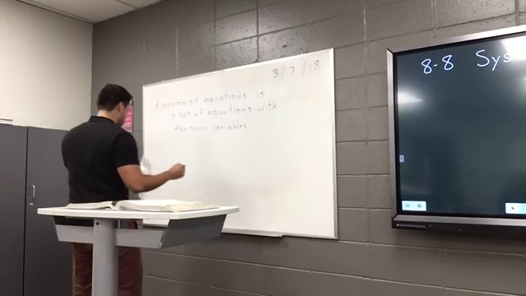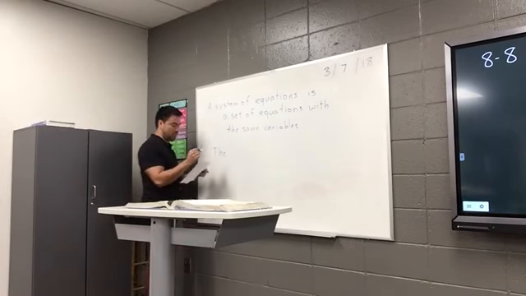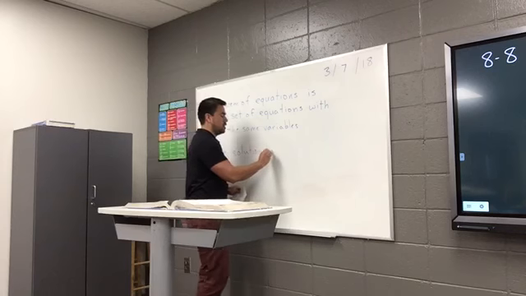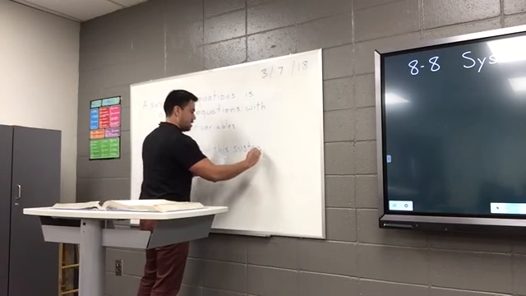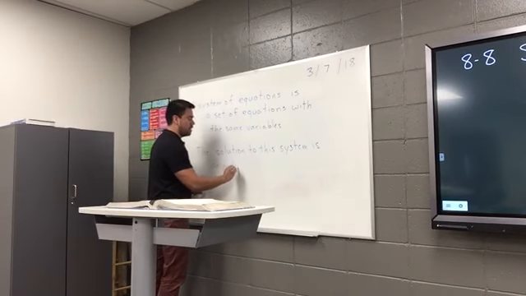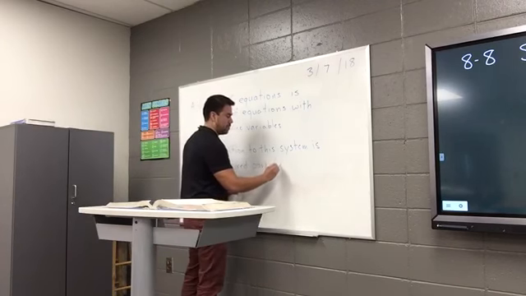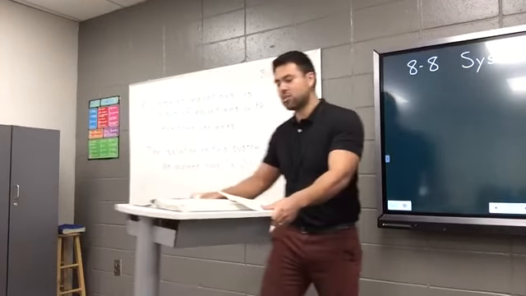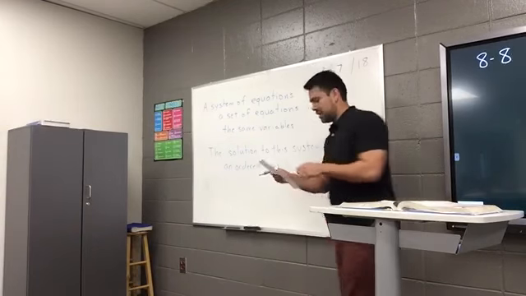Okay, speaking of solution, this is what you need to get down because your solutions have to be in this format. The solution to this system is an ordered pair. And I put a little example, x comma y, so it has to be two numbers separated by a comma, the x coordinate first and the y coordinate.